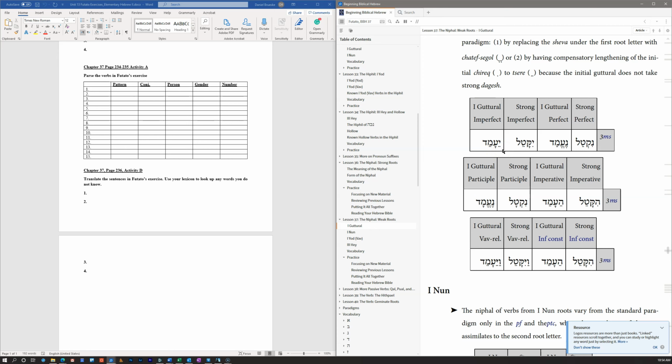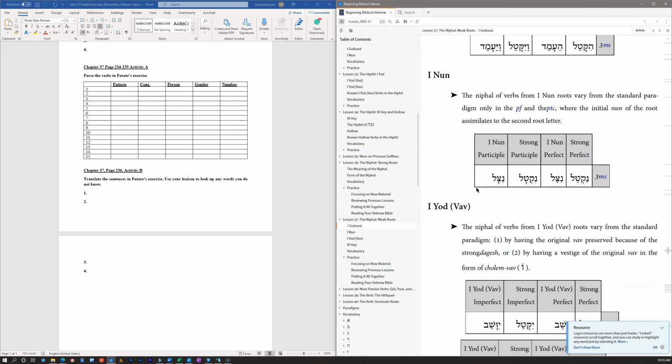Not specifically limited to the imperfect conjugation, but the imperfect family of conjugations, that is, the conjugations built on the imperfect, which is obviously the imperfect, the infinitive, the imperative, the cohortative, jussive, those sorts of things. So that's what you should be aware of with the one gutturals. That's the issue that you run into. That's why we have a change, because the one guttural can't take that dagesh that we normally see in R1.